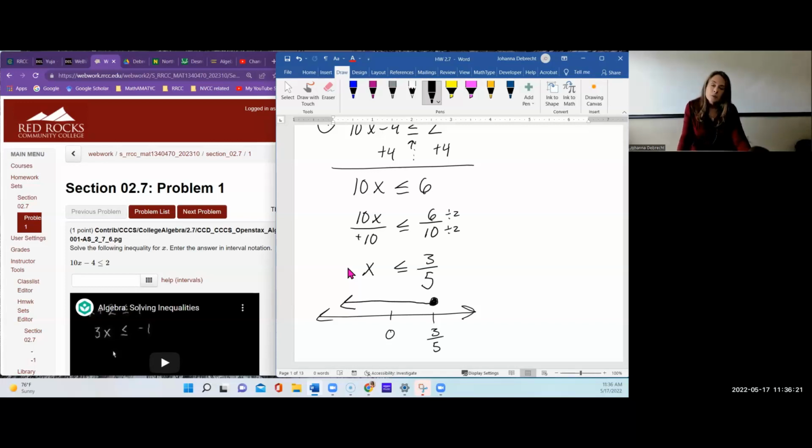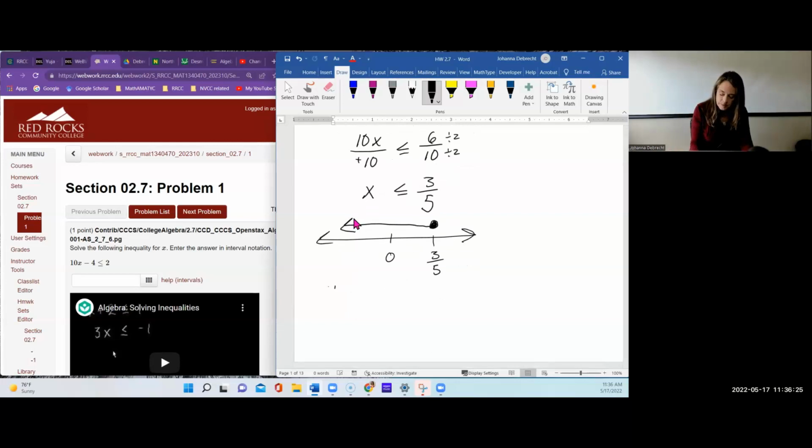Now, how can we interpret this in terms of what's called interval notation? For interval notation, we want to write it using parentheses and square brackets. When we write it with infinity or negative infinity, we always use a round parenthesis with infinity and negative infinity because they're not numbers, they're directions.